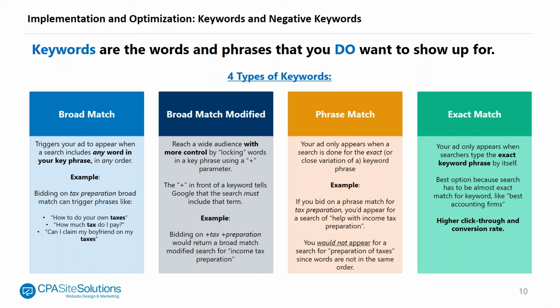All right, let's move on. Let's talk about keywords, because it's not always as simple as you think it is. There are 4 different match types that Google allows you to have, and I'll talk about each of these in detail.